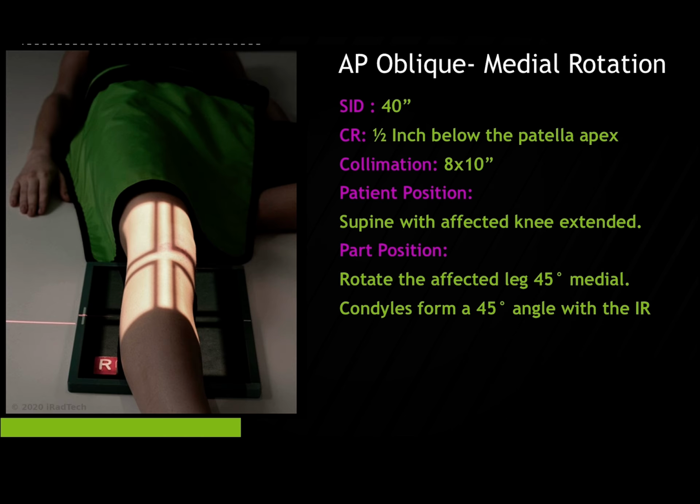So we start this projection with SID 40. Our central ray is a half inch below the patella apex. Collimation is a good 8 by 10. And we position our patient supine with the affected knee extended. And we rotate the affected leg 45 degrees medial. Condyles form a 45-degree angle with the IR.